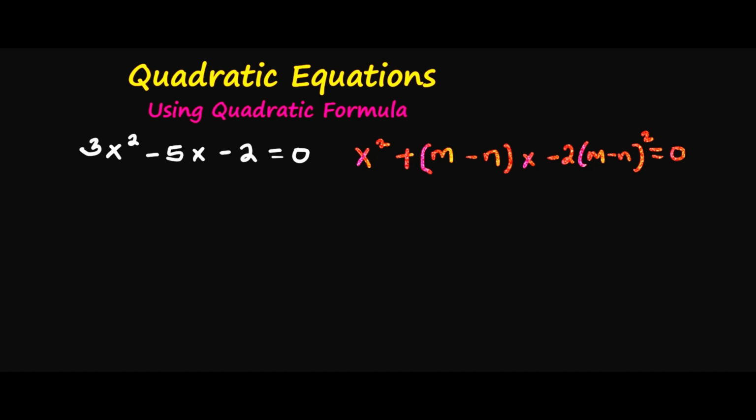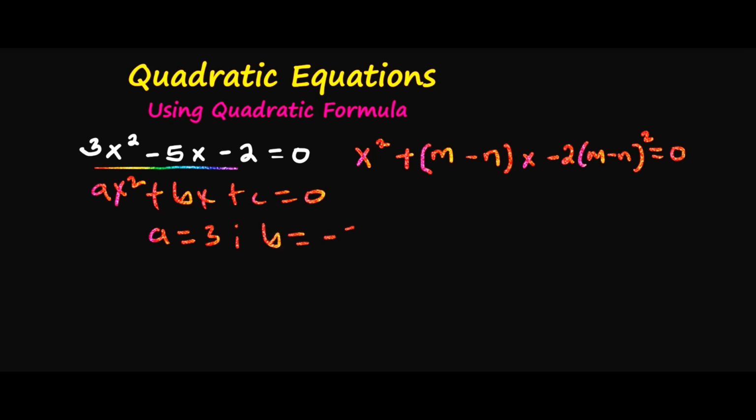So the first thing is to check if it is in the standard form. The standard form is ax² + bx + c = 0. And our equation is in its standard form. The next thing would be to identify what the constants are. So a is 3, b is -5, and c is -2.